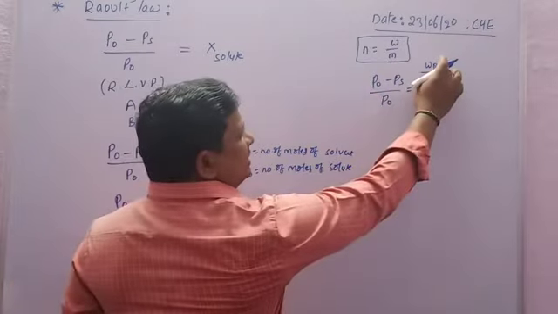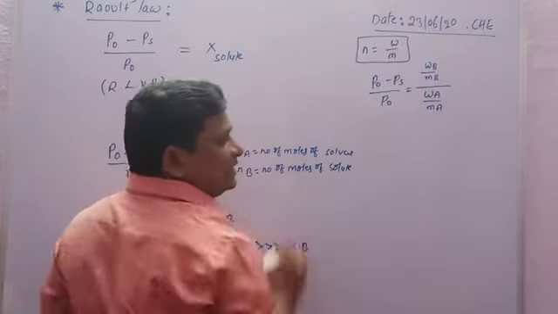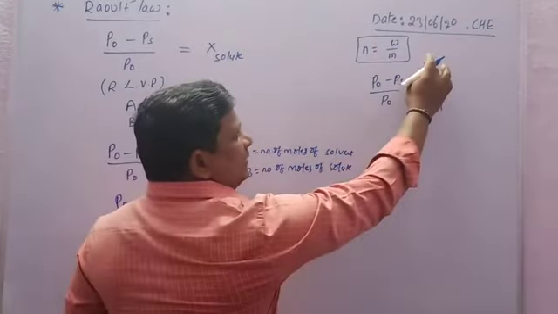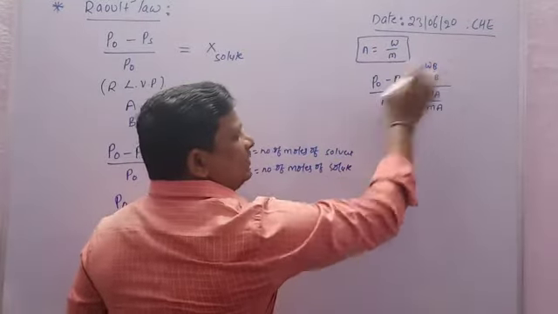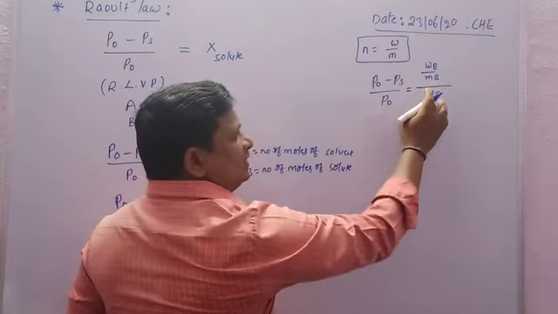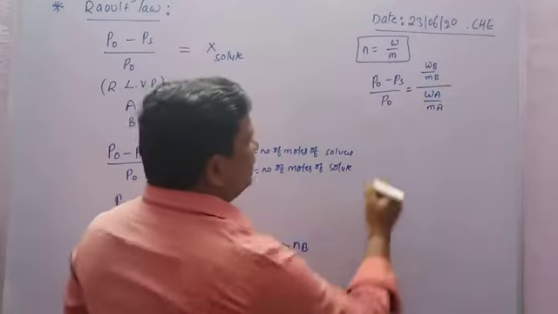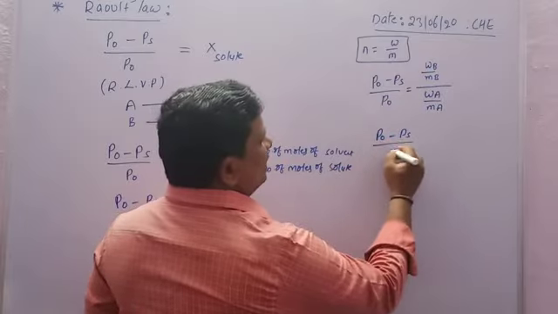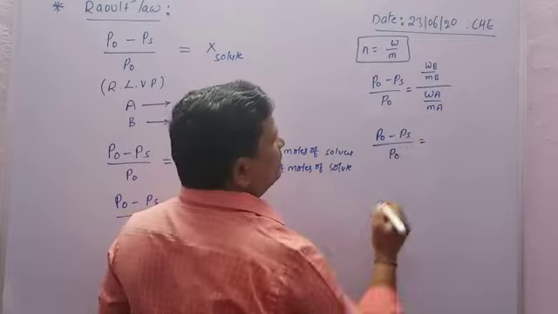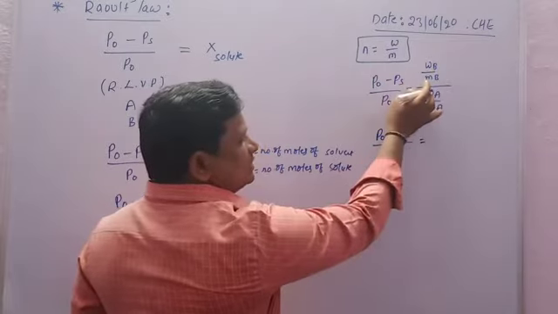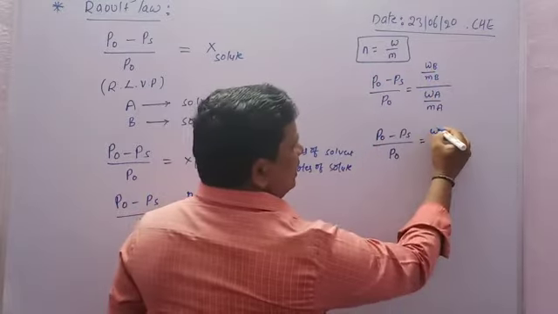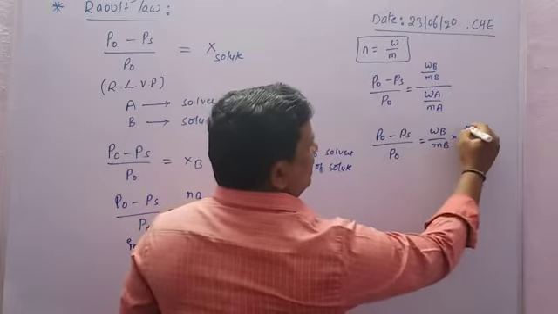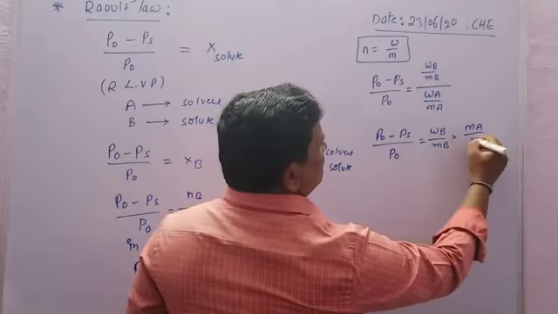So these are represented as Nb and Na. Number of moles equals weight by molecular weight. So weight of solute by molecular weight of solute, over weight of solvent by molecular weight of solvent. Therefore, P naught minus Ps by P naught equals WB by MB into MA by WA.